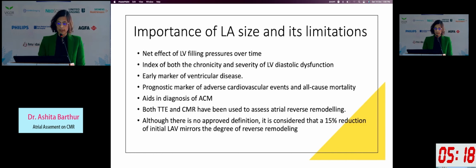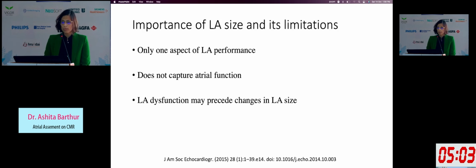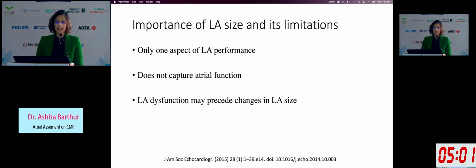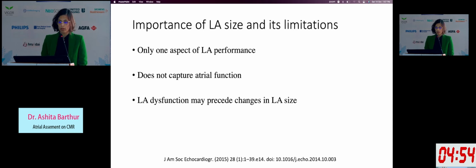Both transthoracic echo and cardiac MRI have been used to assess reverse atrial remodeling, and although there's no approved definition, it is considered that a 15% reduction in initial left atrial volume mirrors the degree of reverse remodeling. So what are the limitations? Only one aspect of LA performance, that is volume, is assessed by left atrial volume, and it does not capture atrial function. And LA dysfunction may precede changes in LA size.